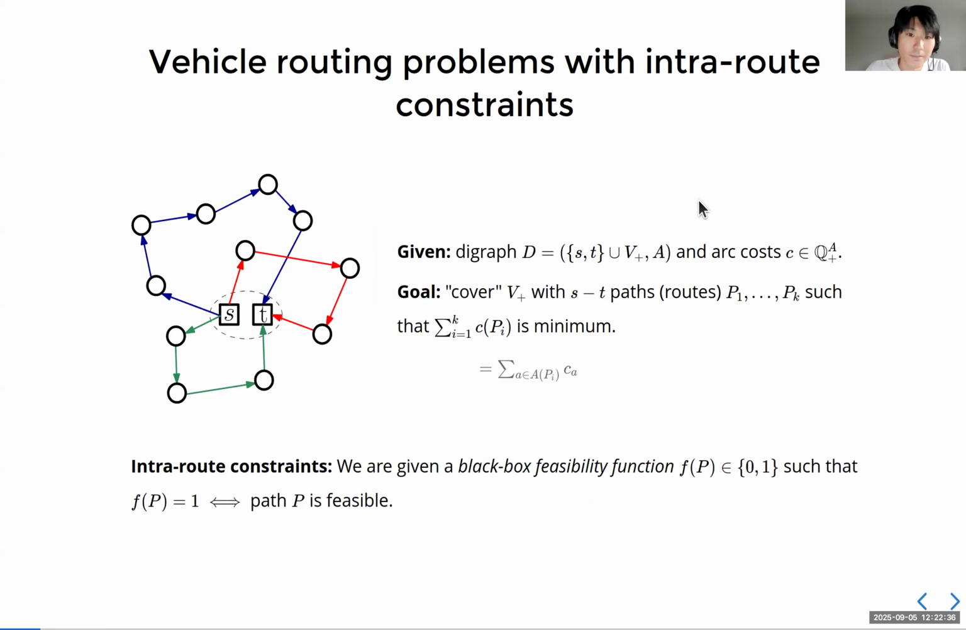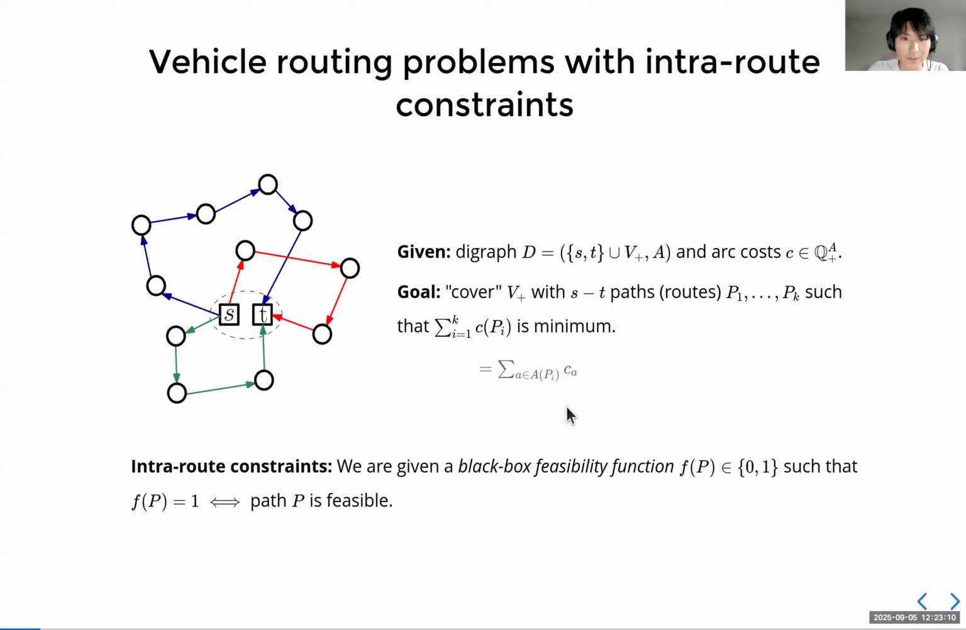The class of problems that we're trying to solve here are vehicle routing problems with intra-route constraints. Here we are given a digraph D where s and t correspond to the depot and V+ is my notation for the set of customers. Small c are the arc costs. Our goal is to cover V+ with some s-t paths P1 all the way up to Pk, such that we minimize the cost of the paths being used. By cover here, I mean to visit each of these customers exactly once, and c(Pi) is just shorthand for the cost of the arcs inside path Pi.